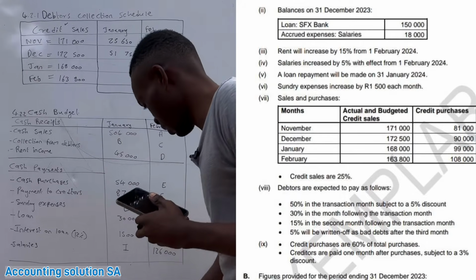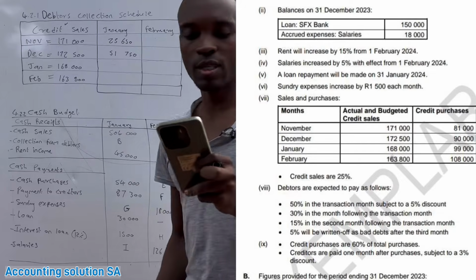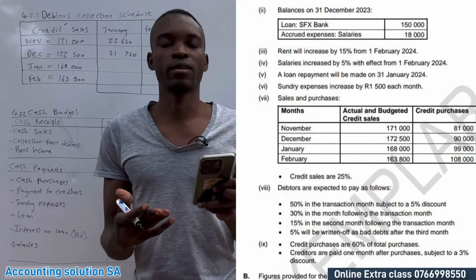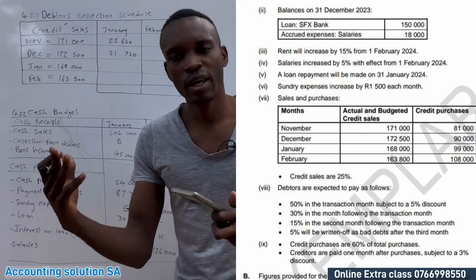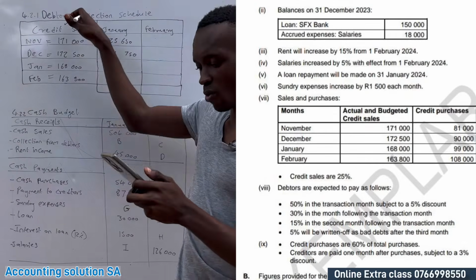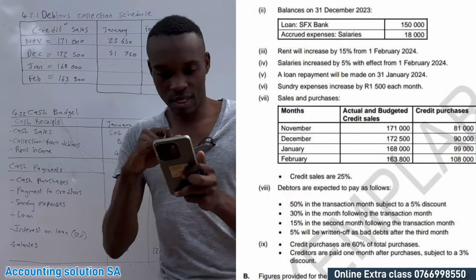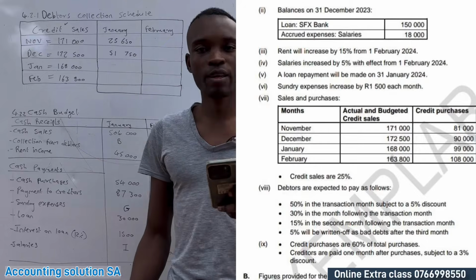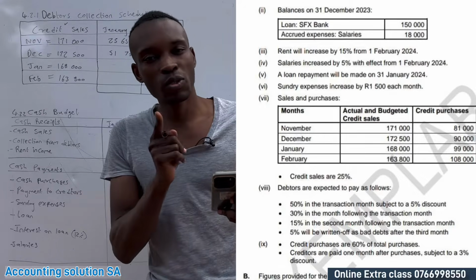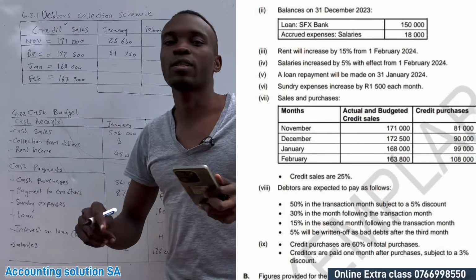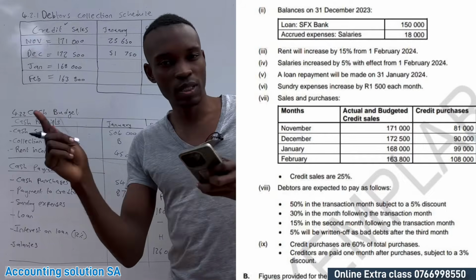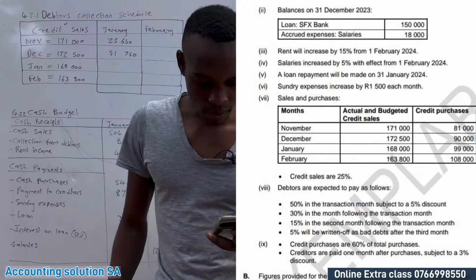Now because in this case they already give us credit sales, it was just copy and paste. That's why they just list these amounts as they are on the table. If they give you total sales, you must calculate first, like what we did in the previous video.